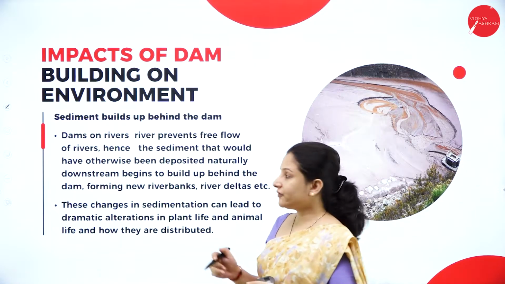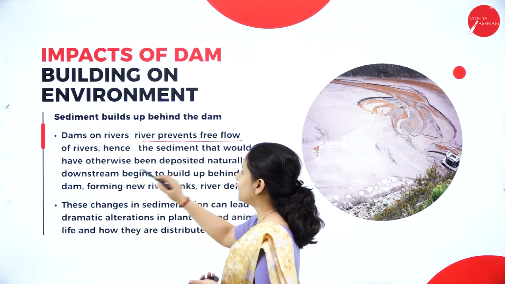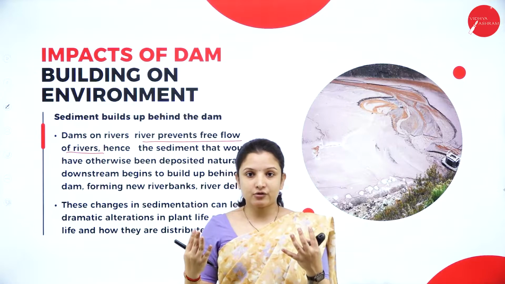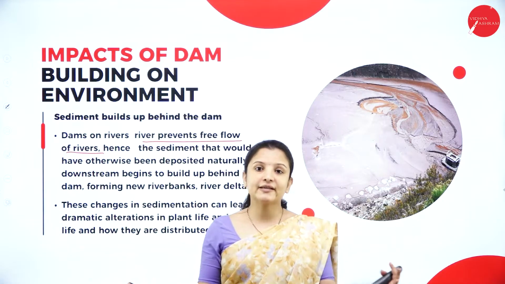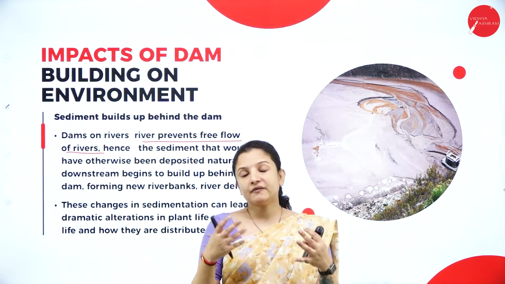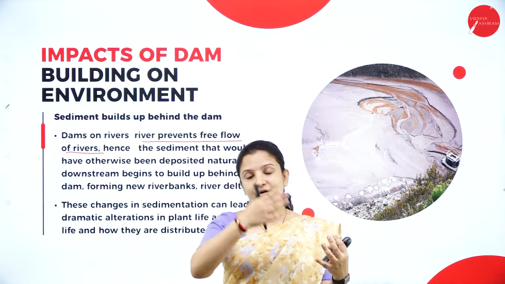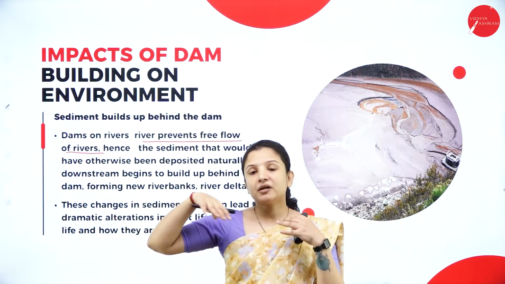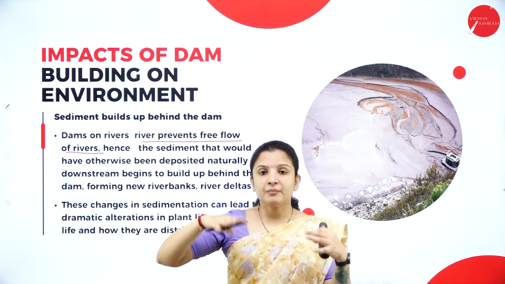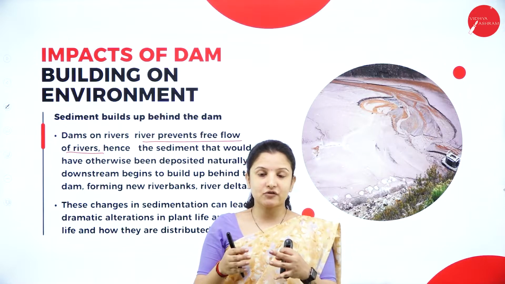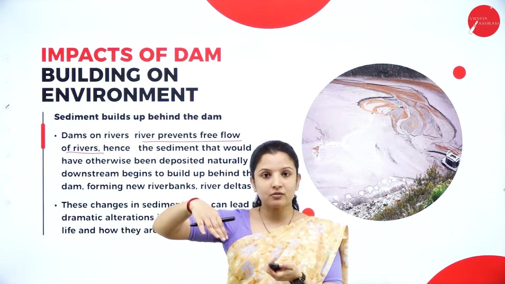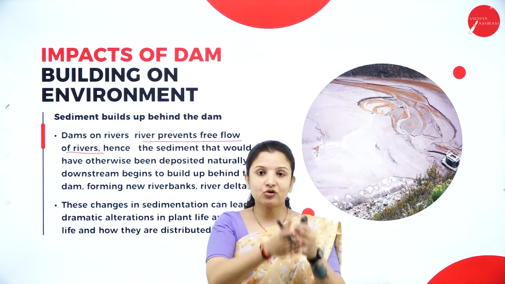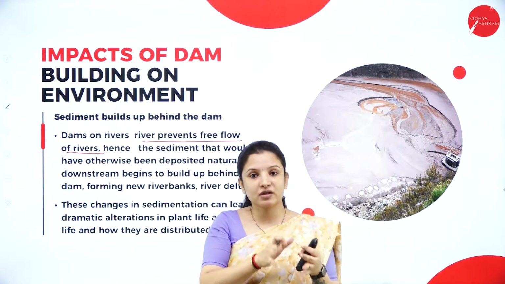So dams on rivers prevent the free flow of rivers. Because of soil erosion, obviously, the soil gets flushed into the river. But if the river is free flowing, the soil gets distributed in different areas in the riverbed, or at the bottom of the river. But now, because of the construction of the dam, the river is not flowing freely. So whatever soil erosion occurs will start to collect in that particular portion of the river itself.